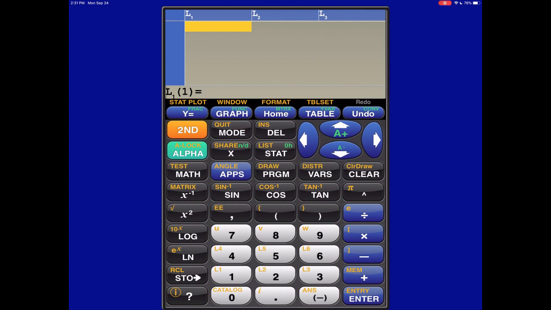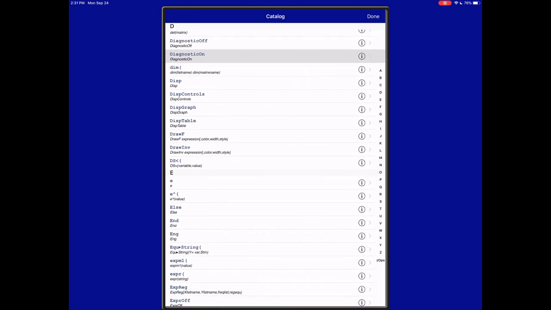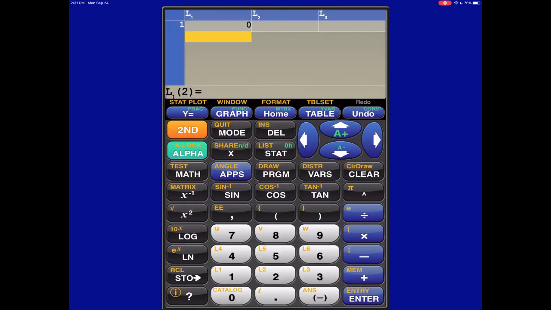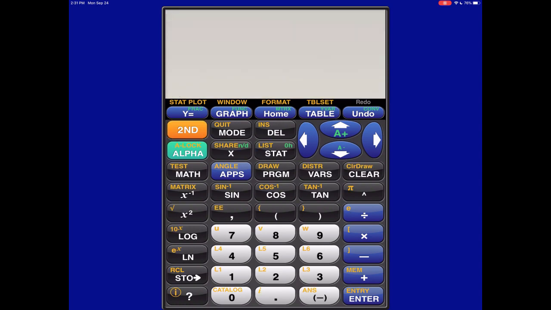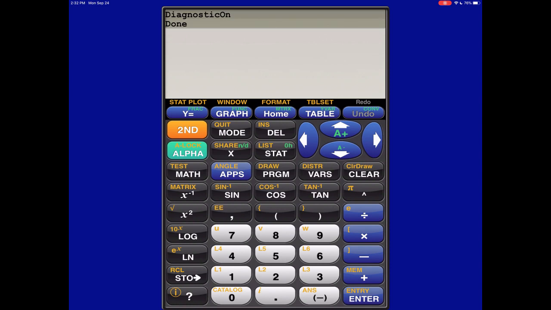So now it's fixed. So when I do this, I have to go back into catalog and turn the diagnostic back on, because otherwise it will still be off. Okay? So now I would have to do another one. So I'm going to stop here.